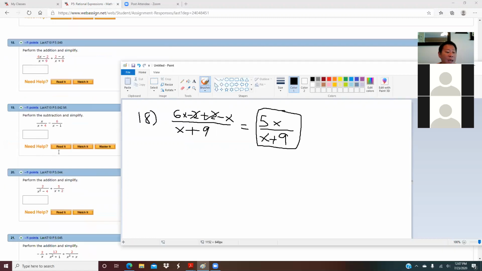Okay. Then if you go through to do number 19, now 19 is a little bit tough here because the denominator is not the same. So in order for us to do 19, you have to find the LCD.